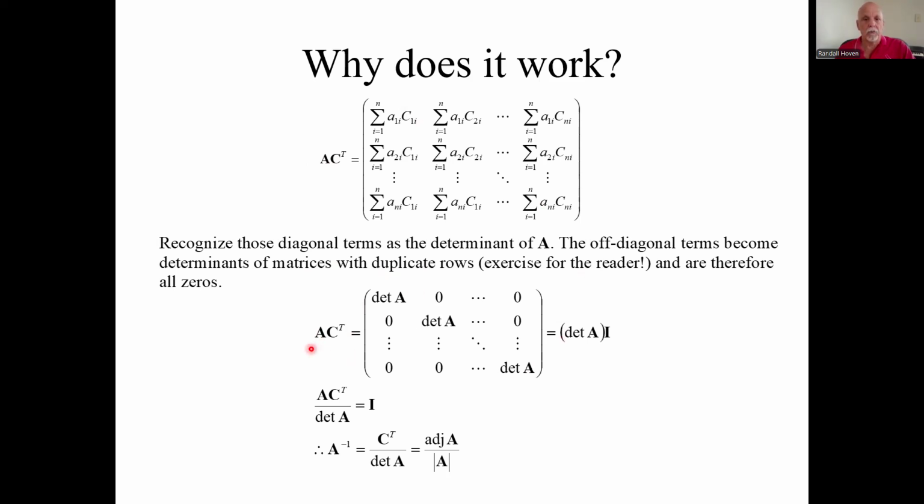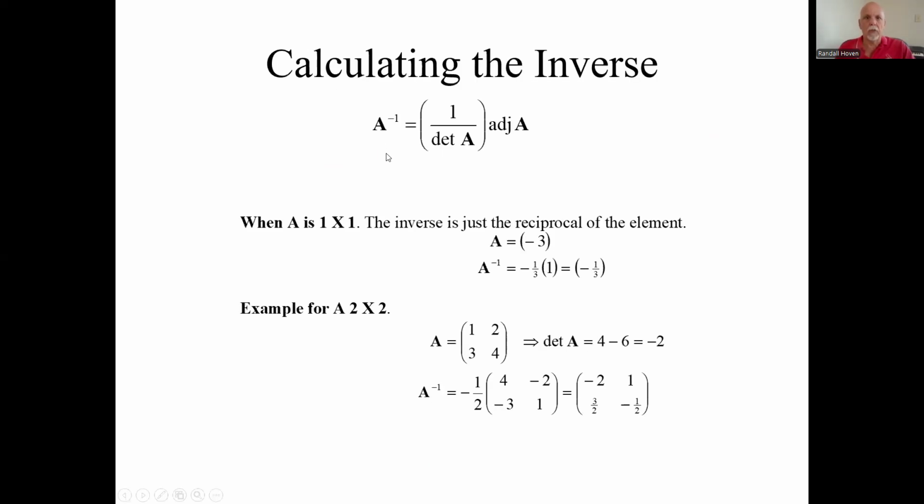So if you multiply A times that adjoint, you get the determinant of A, which means we now have a formula for the inverse. It's that adjoint matrix divided by the determinant of A. There's a formula. And we'll do some more examples in another video. We're already running over.